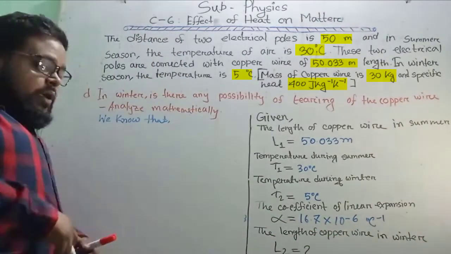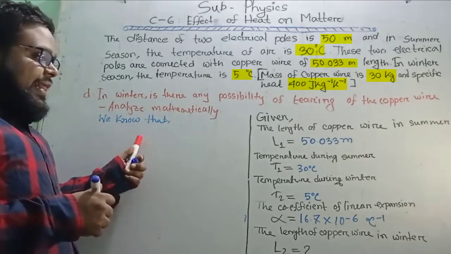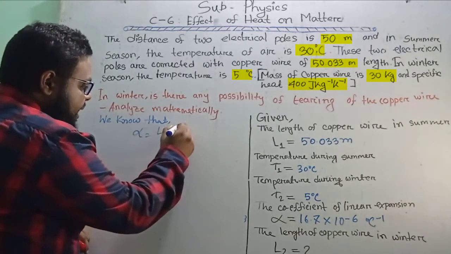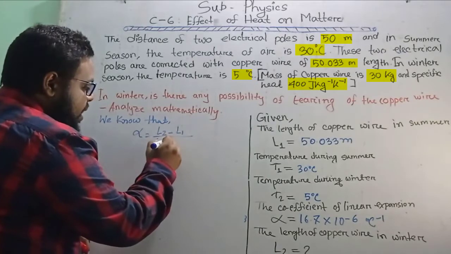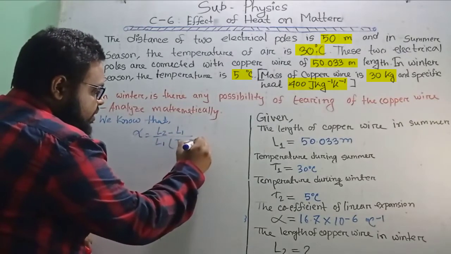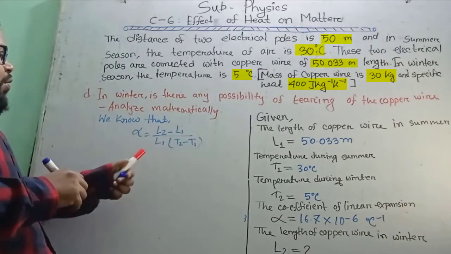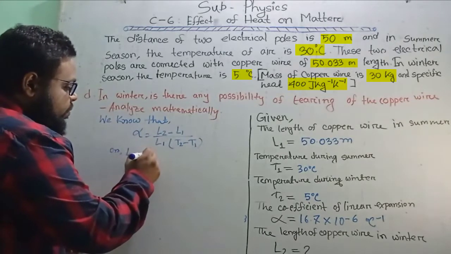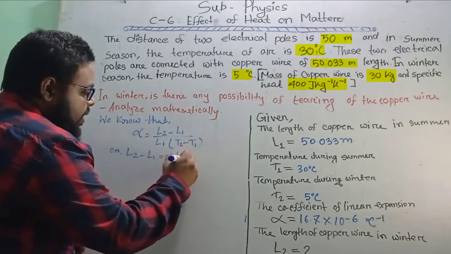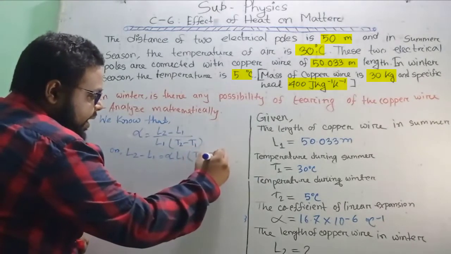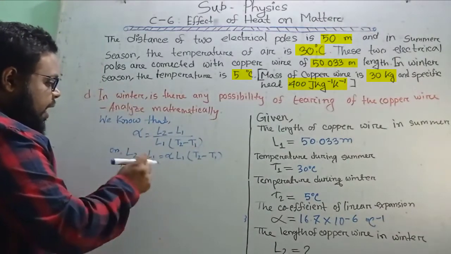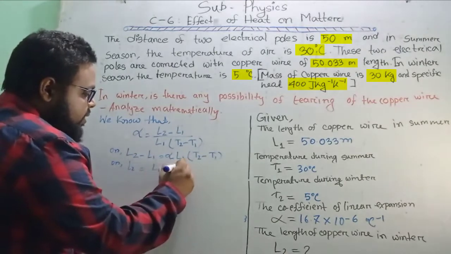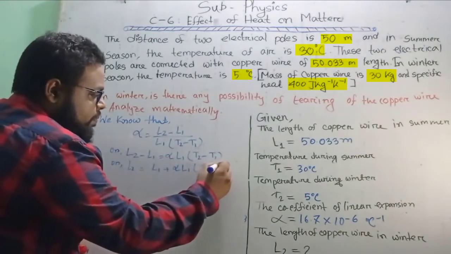So my dear student, we know that the coefficient of linear expansion alpha equals L2 minus L1 divided by L1 into T2 minus T1. At the time we have to do the cross multiplication. L2 minus L1 equals alpha L1 into T2 minus T1. Then we have to change the side of L1. L2 equals L1 plus alpha L1 into T2 minus T1.